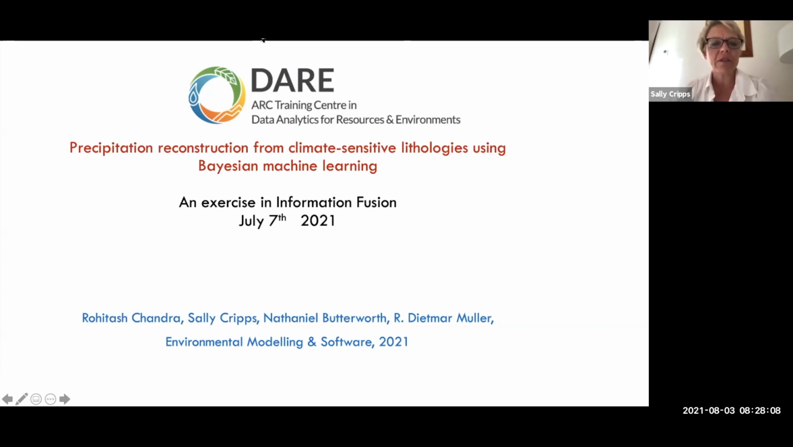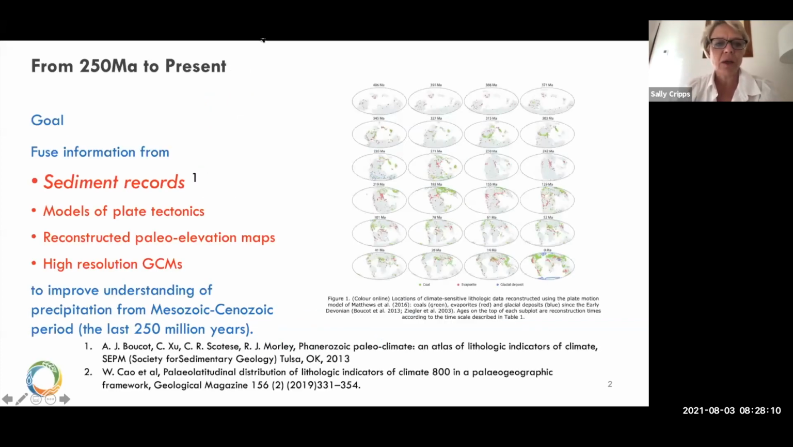Okay, so the goal of this paper was to develop a model to predict precipitation from the current all the way back to 250 million years ago. And to do this, we have a number of pieces of information which must be recorded or fused in some way to give those predictions. Those information were from 4 sources, and we'll talk about them one at a time.